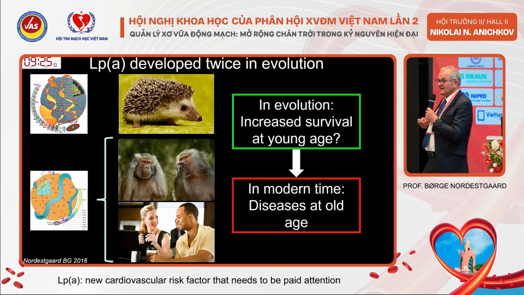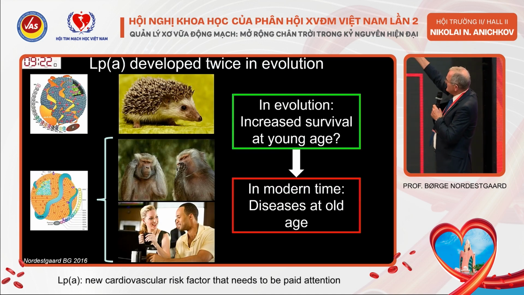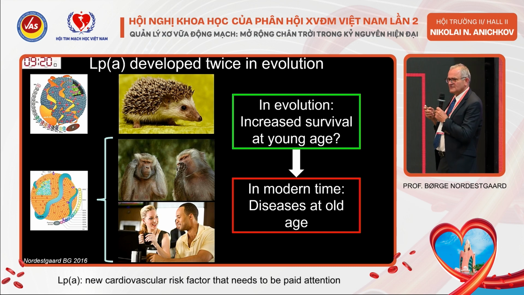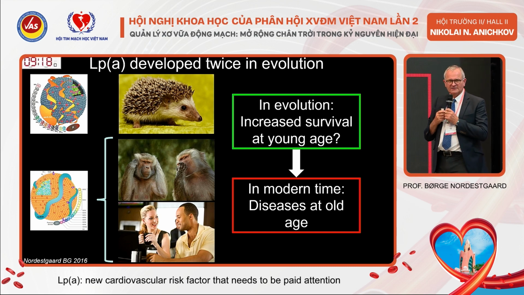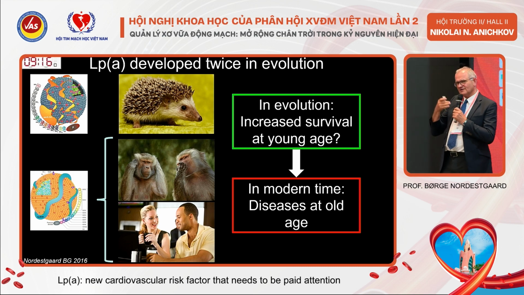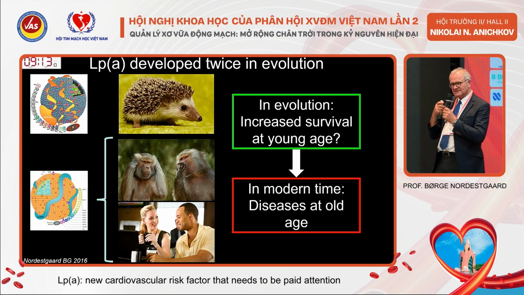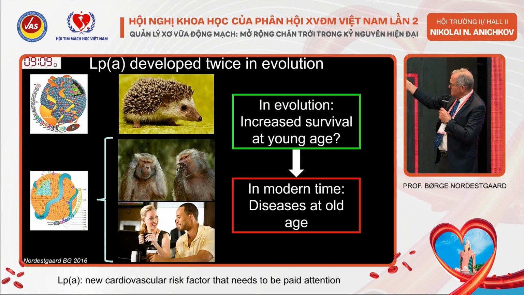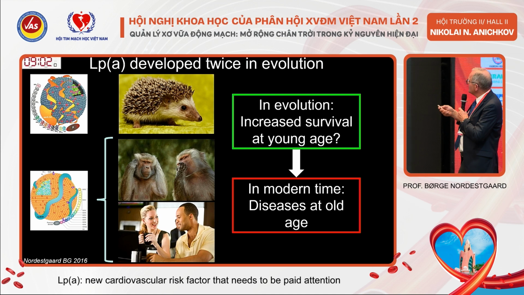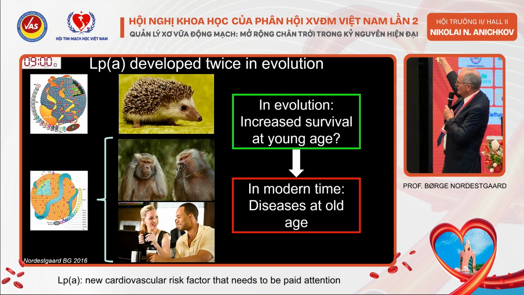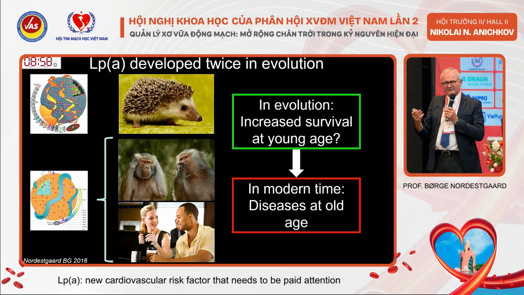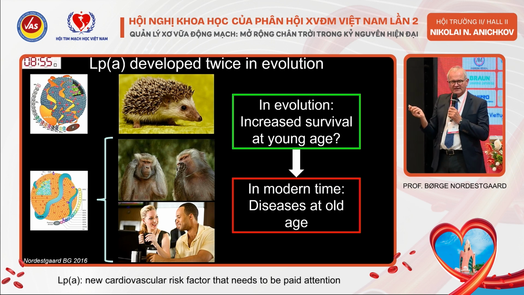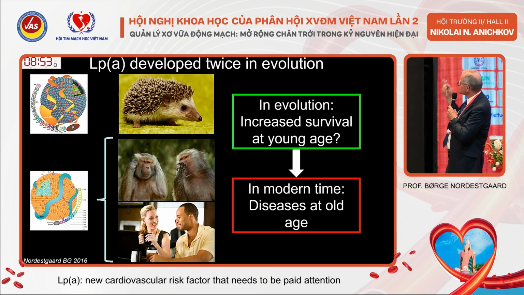And so Lp(a) is very mysterious. It developed twice in evolution. It's found in the European hedgehog, and then, in a completely different way, similar but actually different, in some monkeys, some apes, and in humans. That's the same version. I would argue that if something developed twice in evolution, and there are no other animals that have Lp(a), it must do something good for survival.